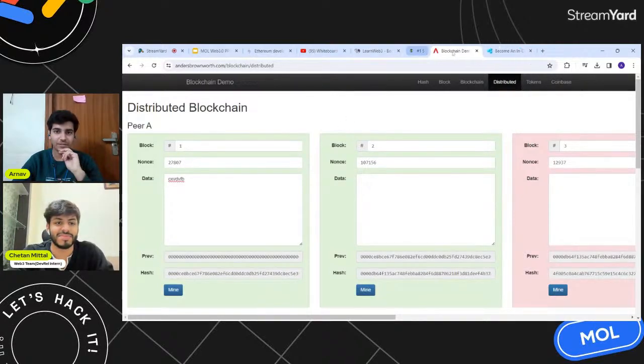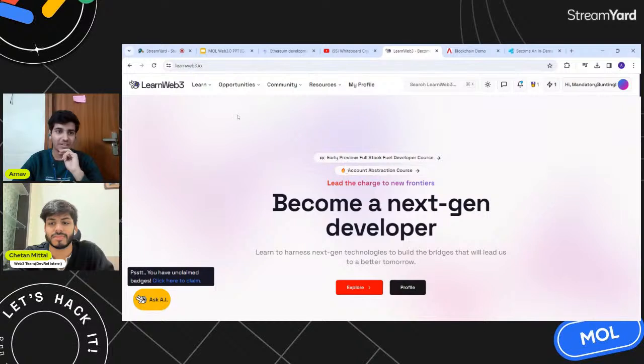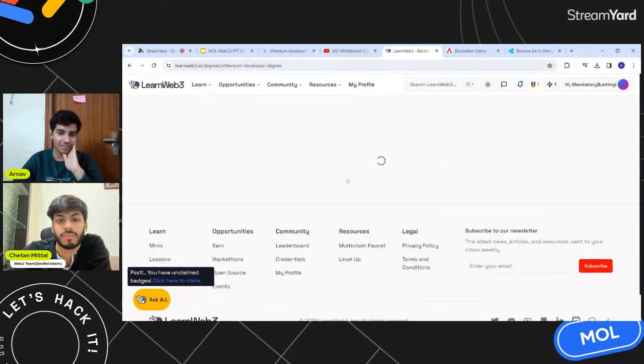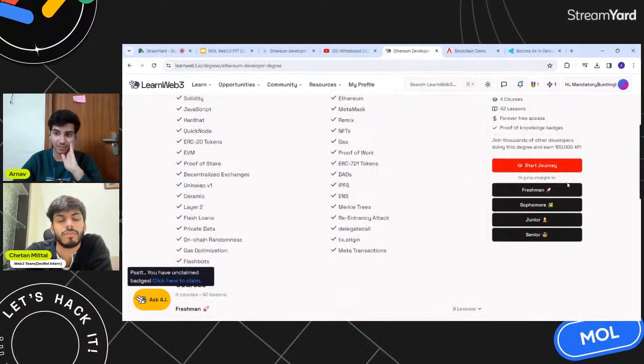And we have Learn Web3 DAO. This is something I really like, and it provides you a good pathway to learn Web3. Okay, because you can go to courses and degrees, and they have this Ethereum developer degree. So it's divided into 4 parts: freshman, sophomore, junior, and senior. And it covers a lot of things in a well-defined way. So it's also a great resource.